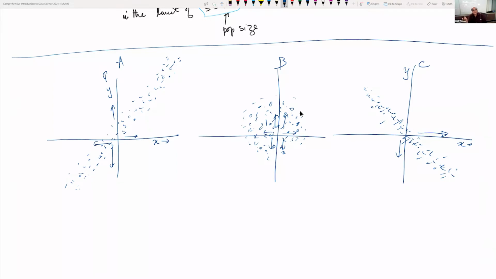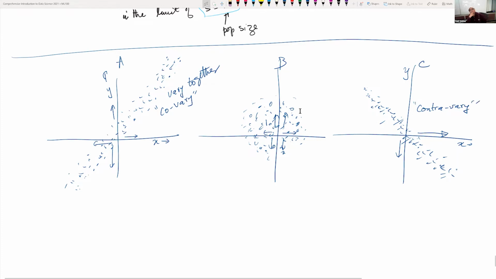So the word that you use is co-vary. Here, they co-vary, or vary together. And this, just to coin a word for now, you can say they go opposite. So they sort of contravary.